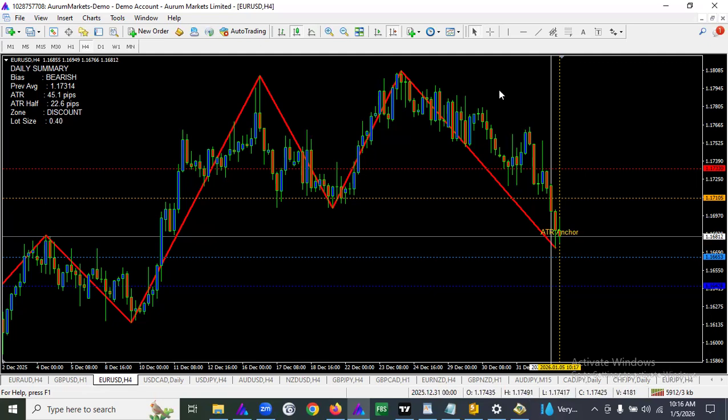Okay. So which other pair are you considering? Let's look at it together. I'm considering trading GBP JPY. I have a sell trade on GBP JPY and it's a massive profit right now. What's your bias on GBP JPY?